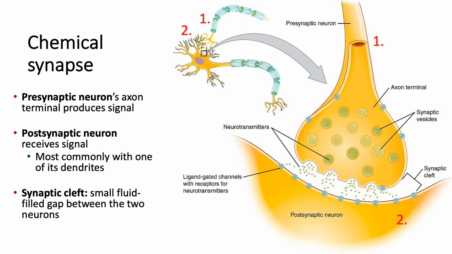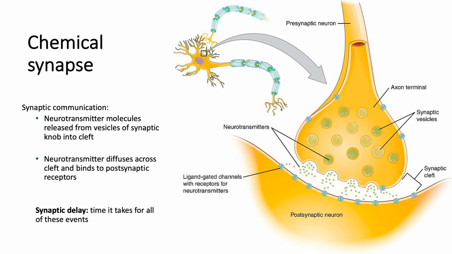a neuron. Okay, now the space between the two cells, we call that the synaptic cleft. It's a small fluid-filled gap. It's about 30 nanometers. To give you some reference, a human hair, the diameter is about 100,000 nanometers. So that is a tiny cleft.